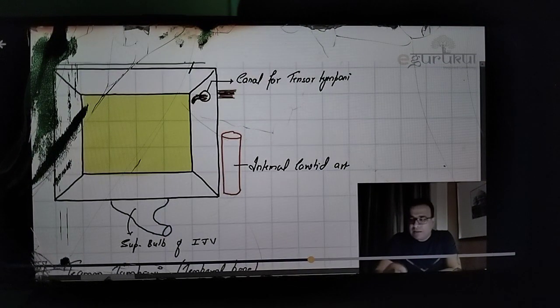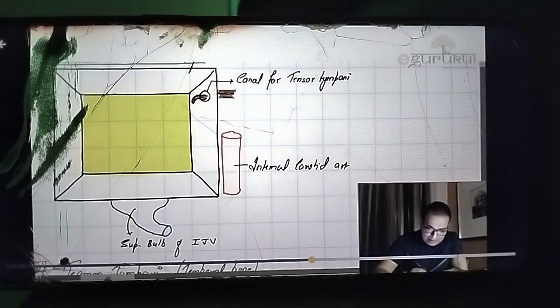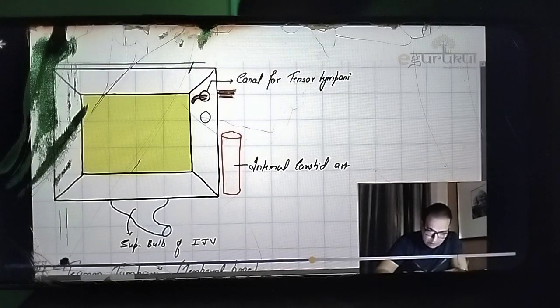Remember, tensor muscles are supplied by the mandibular nerve, so that's the same tensor tympani we're talking about, and it is present on the anterior wall. Although how it is reaching the lateral wall, we will discuss that, but that is there in the anterior wall. Below that, there is another important opening present on the anterior wall, and that is the opening for the eustachian tube.